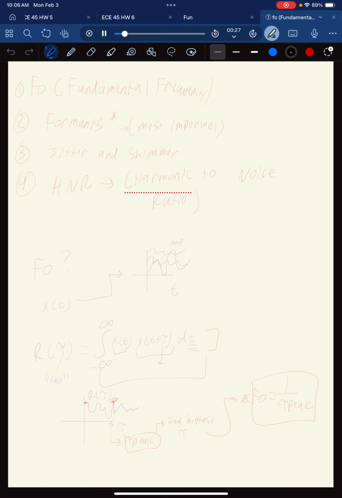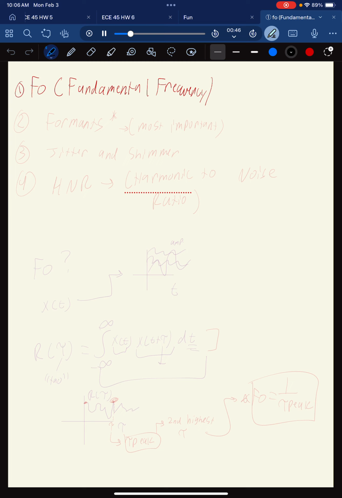So we have a couple of acoustic variables that we're looking at. F naught, or the fundamental frequency. Excuse my handwriting. That's the first one that we're going to be looking over.